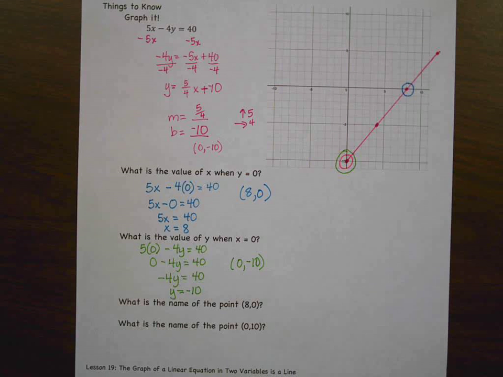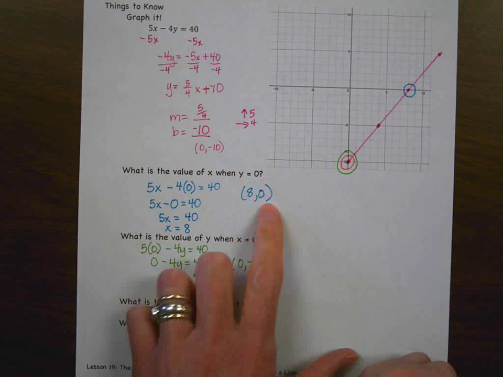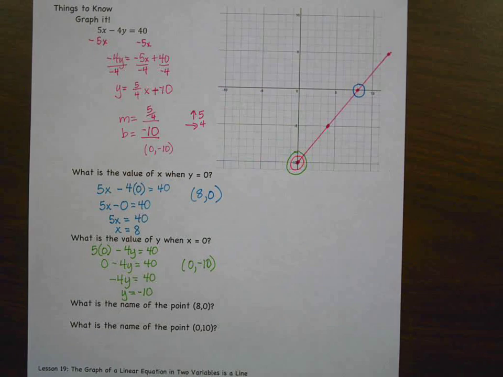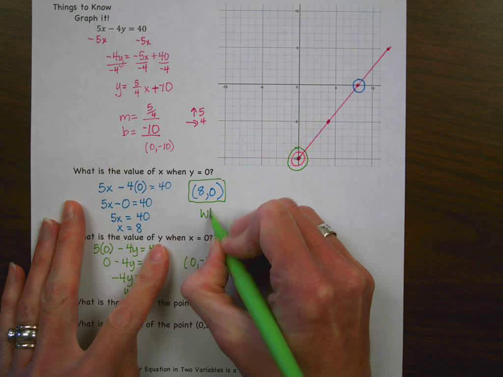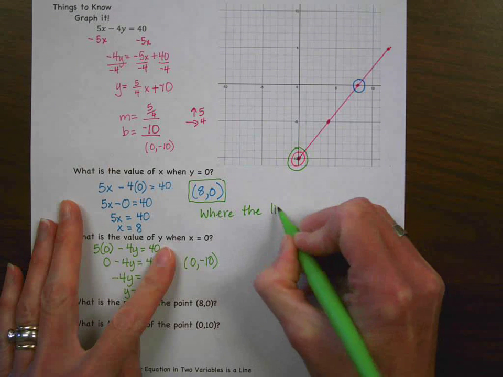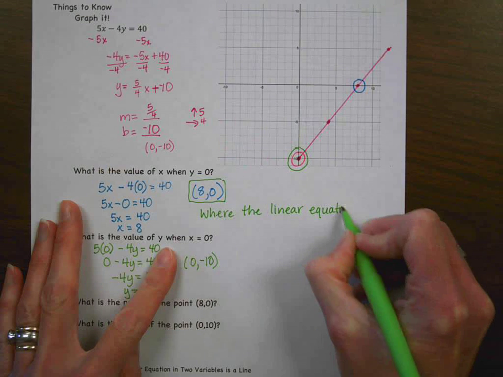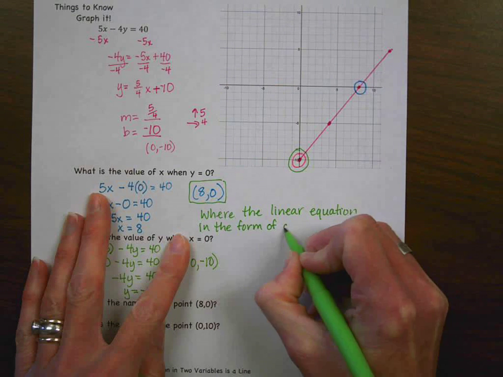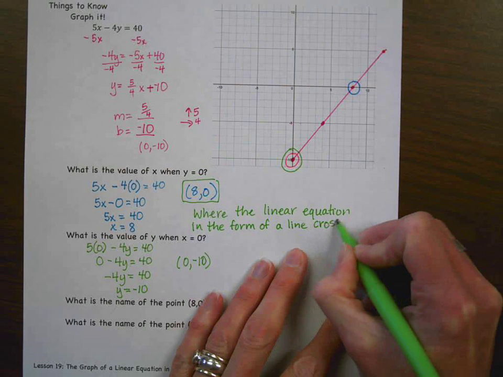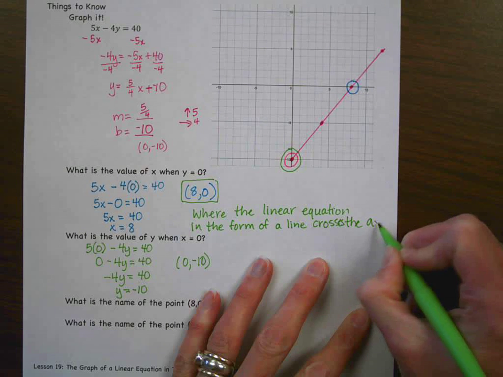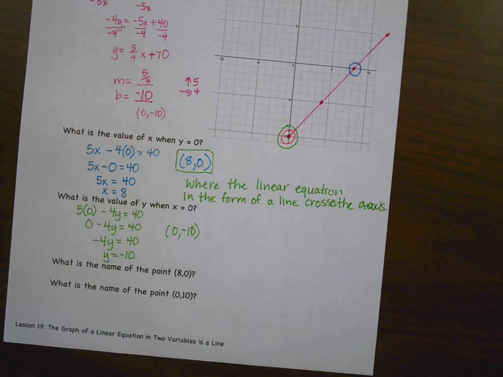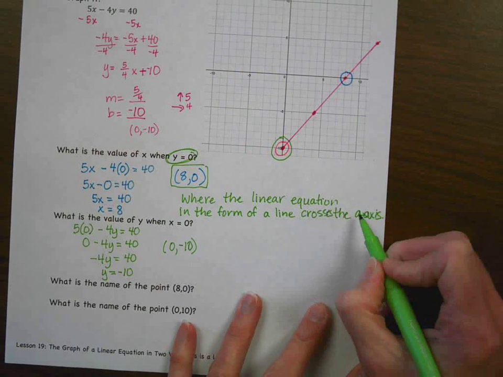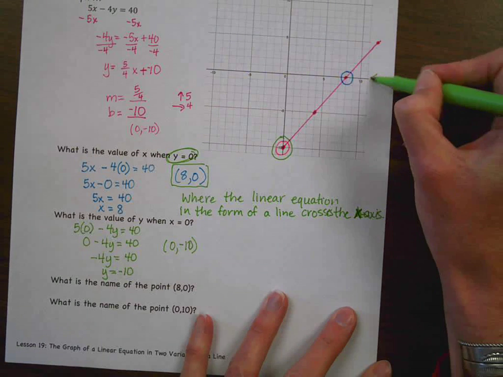So the cool thing that you're discovering by plugging in the values for those numbers is that when you have y as the 0, you have just identified where the linear equation crosses the x-axis. So this point right here tells us where the linear equation in the form of a line crosses the x-axis. Okay, so that's kind of cool. So if you can remember that in your head, when 0 is y, that is telling you where the line crosses the x-axis.